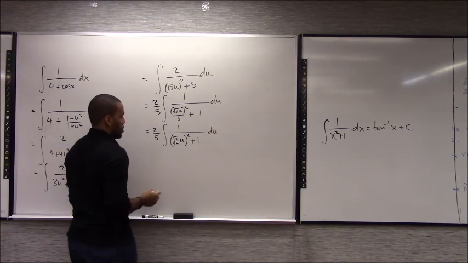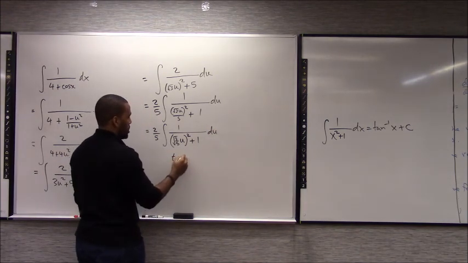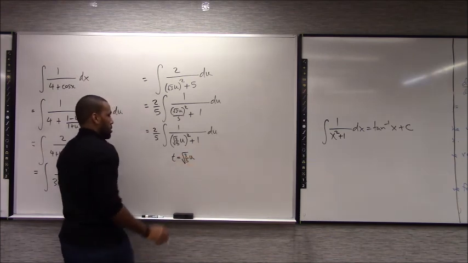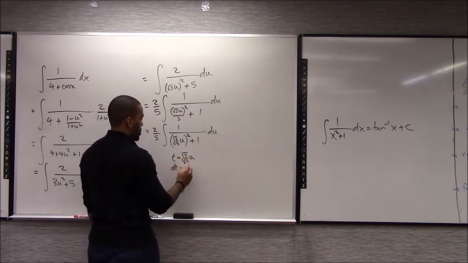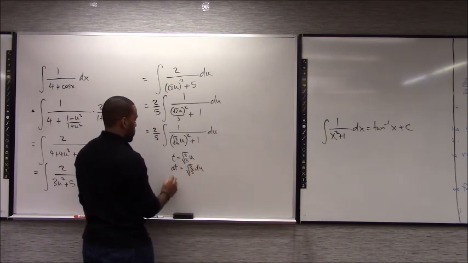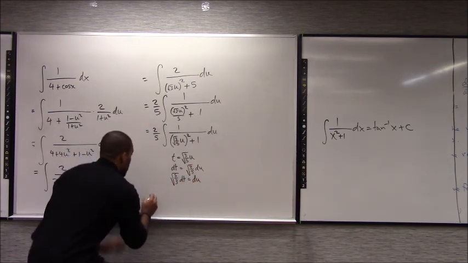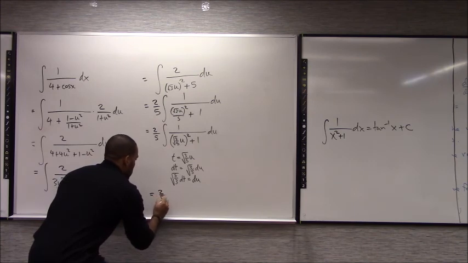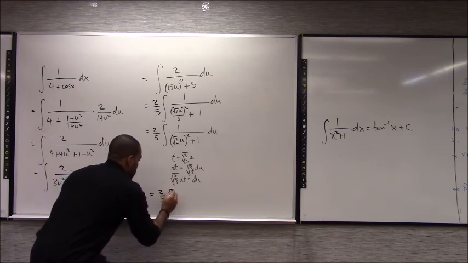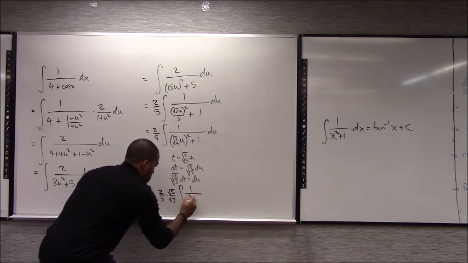And at this point, I would do a substitution. It's going to work out nicely. t equals this. Then my dt is going to be radical 3 over 5 du. And then I would have radical 5 over 3 dt equals my du. So this guy just becomes 2 over 5 times radical 5 over radical 3 times 1 over t squared plus 1.